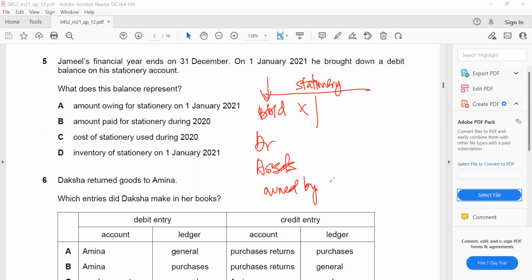Owned by the business or owed to the business. So the amount owing for, this one is wrong, because this is a liability. Amount paid for the stationery during 2020: this was paid last year, but they are talking about this balance, so this is no. Cost of stationery used during 2020: this is also no, because this is not used. Inventory of stationery on first January: yes. Inventory is a current asset. So the answer should be D.